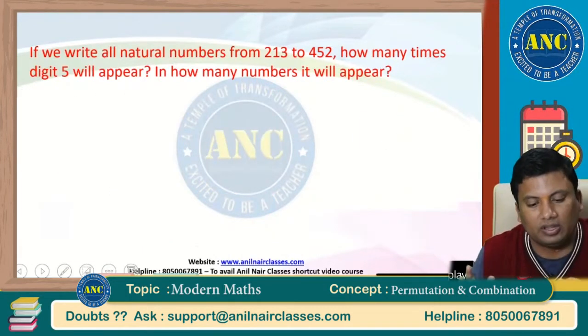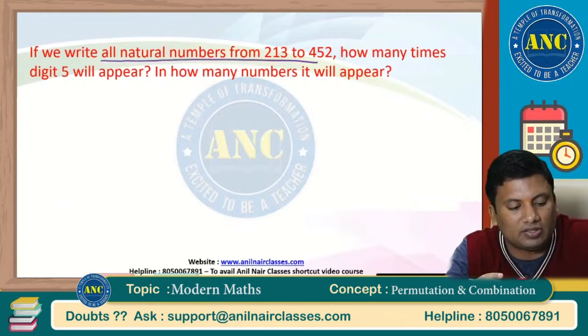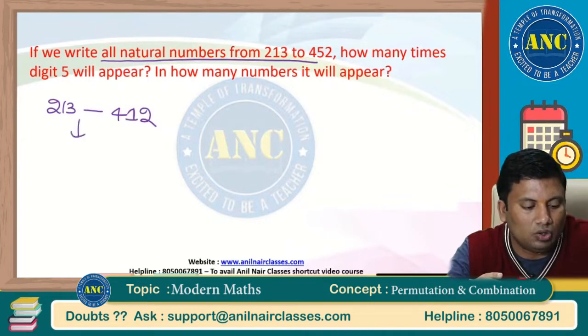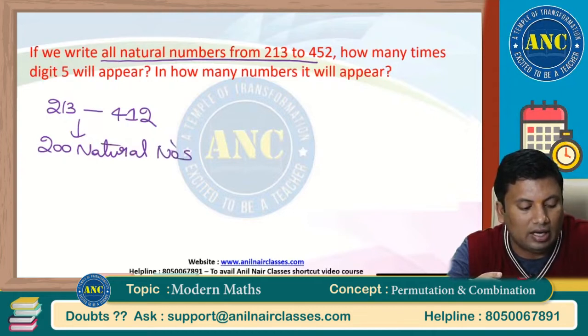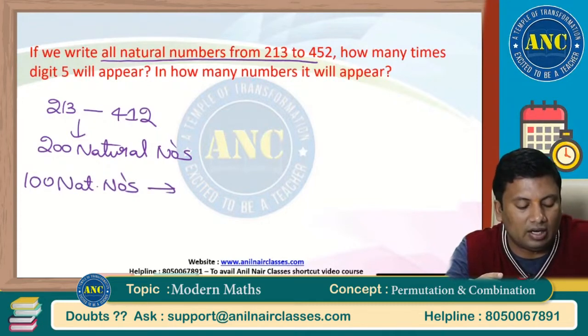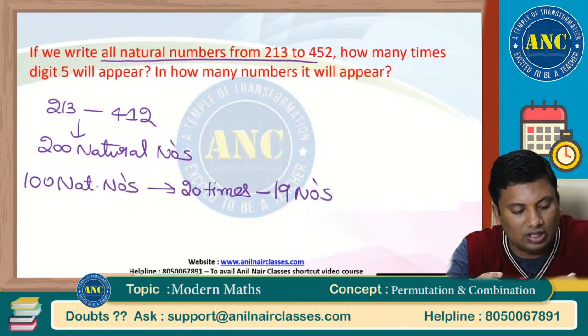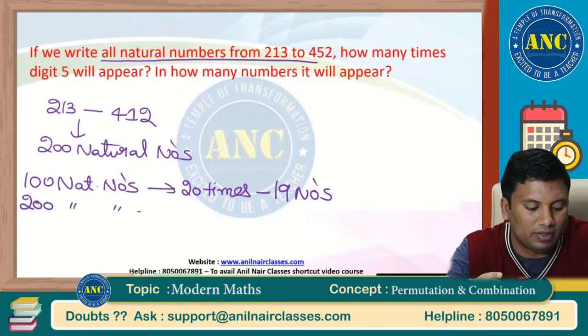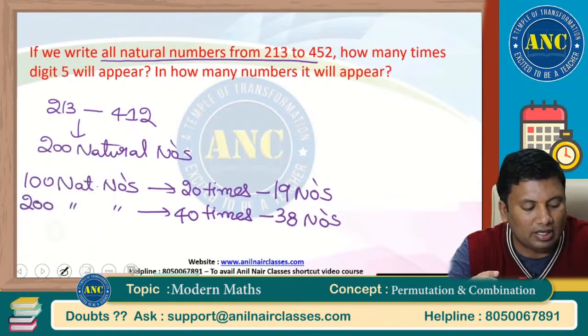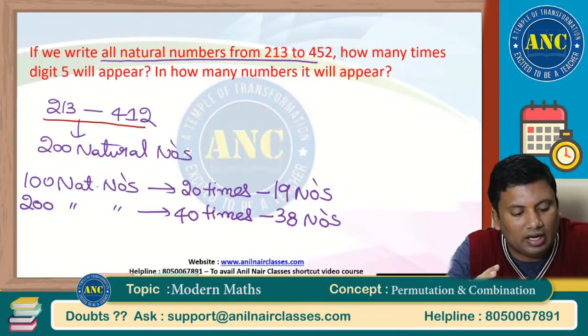Now let us go with this question. If we write all the natural numbers from 213 to, for example, 412, there are 200 natural numbers. Already we have seen in every 100 natural numbers, every single non-zero digit appears 20 times but in 19 numbers. For 200 natural numbers, this appears 40 times but in 38 numbers. Till 412 it is over.